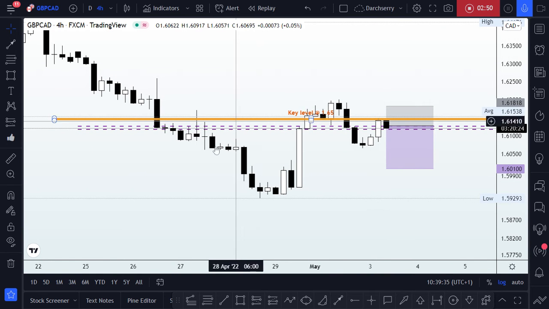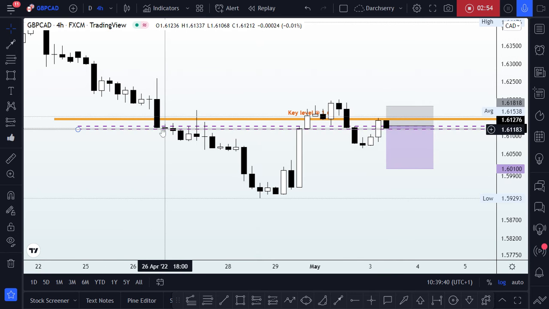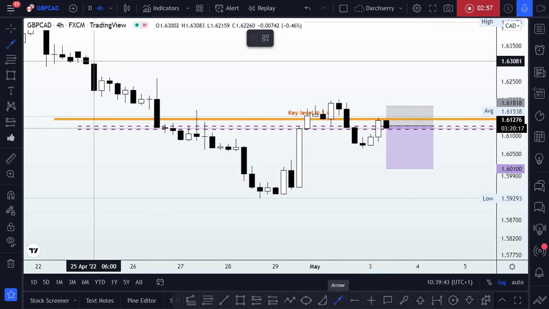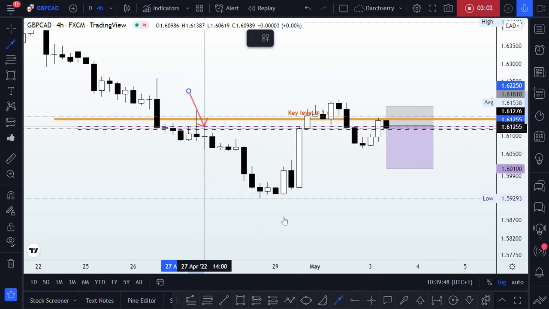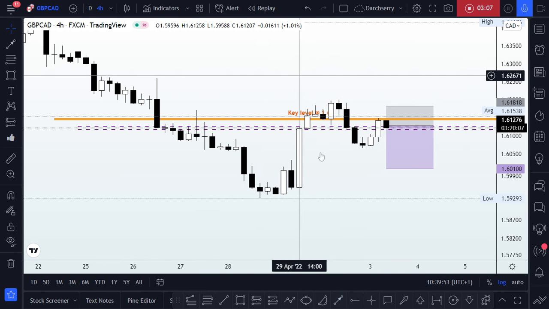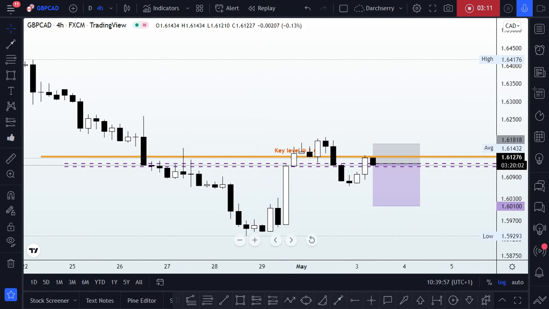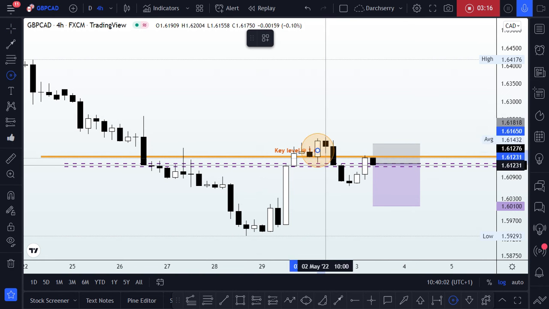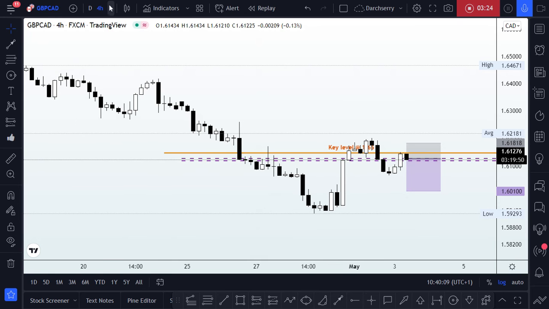With what we have here, we'll also notice that we've been seeing rejections of this level since the breakdown happened on the 26th of April. We saw rejections, we saw rejection here again, though there was a break above that key level at that point. So we don't know if this break above is actually false or a sign that we want to be going to the upside. So let's move on and go down to the 1 hour time frame.